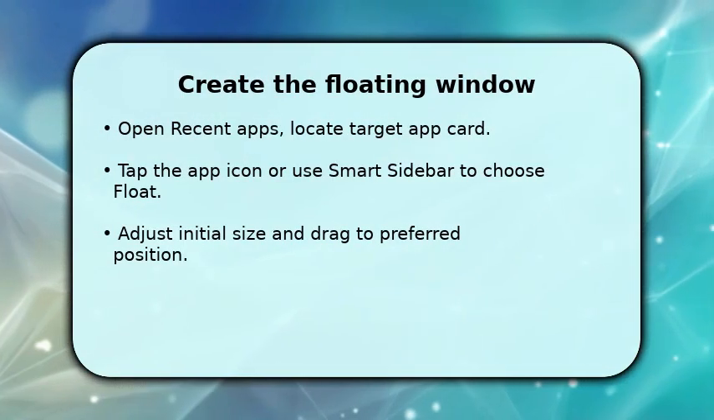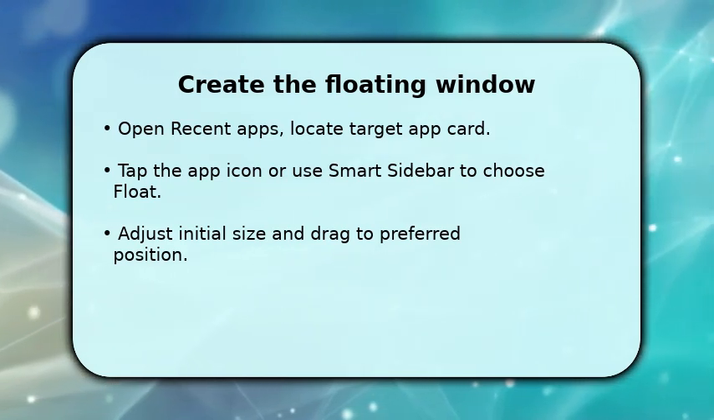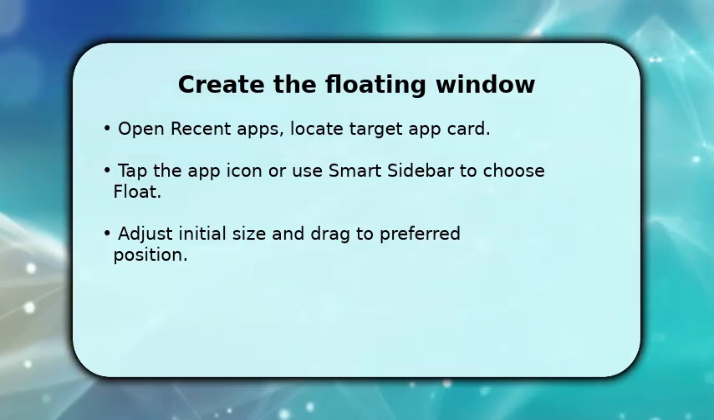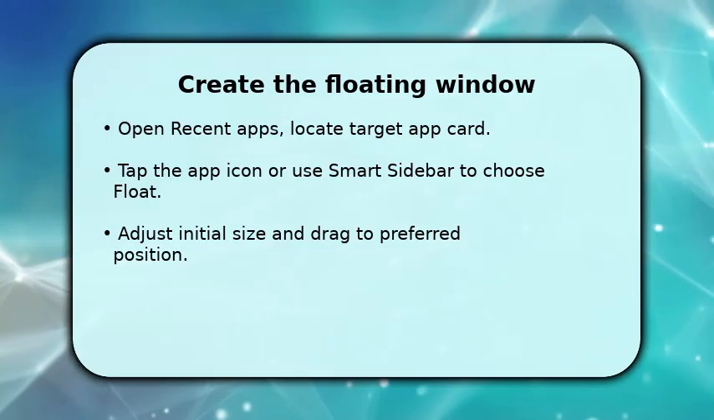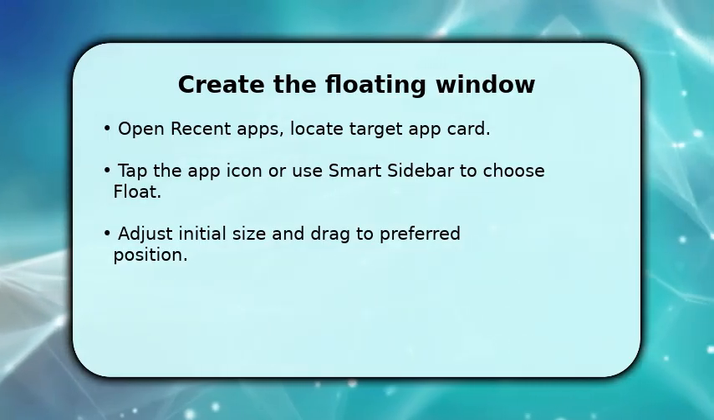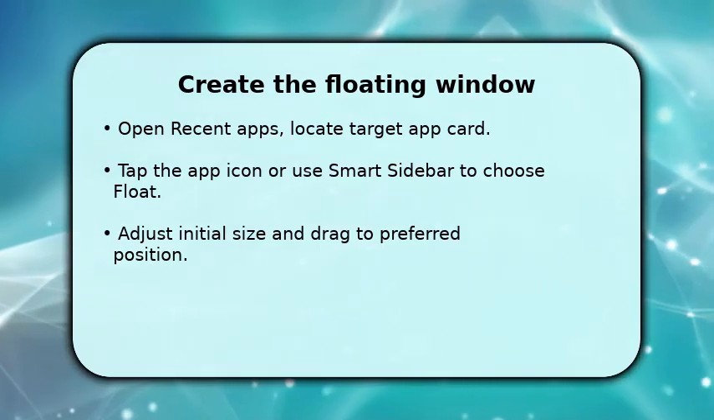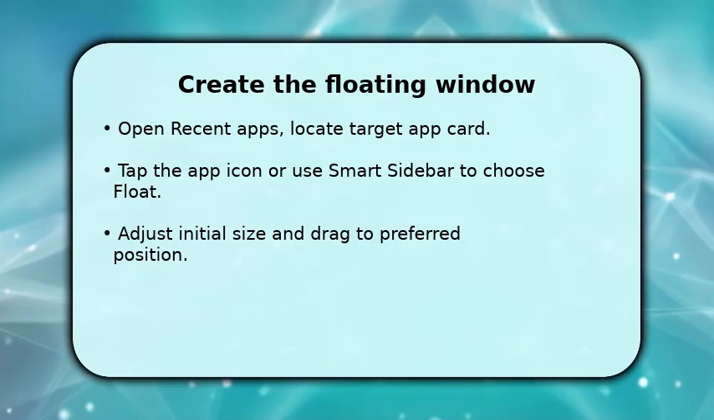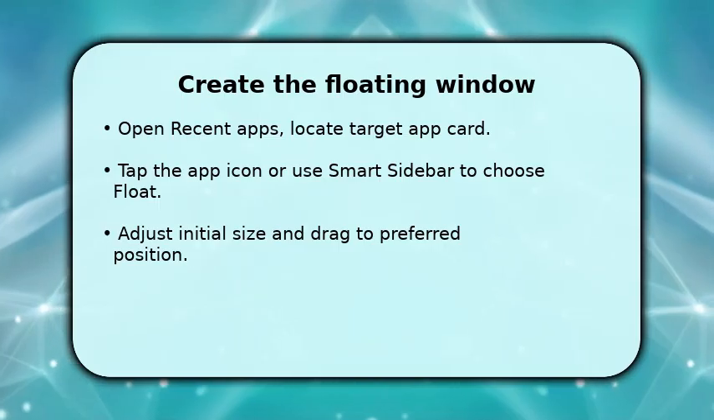Now you'll create the floating window itself. From recent apps, long press the app card or tap the app icon and select Floating Window. Alternatively, open the Smart Sidebar and drag the app into the screen. You'll see a small movable window appear. Drag the edges to resize and hold the title bar to reposition. Make sure to test controls inside the window so interaction is fluid. If you need quick multitasking, repeat with a second app using Split or another.